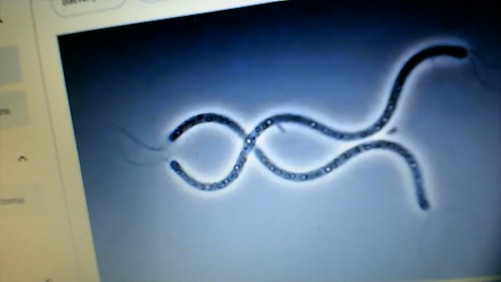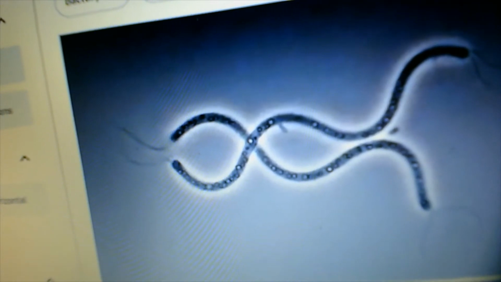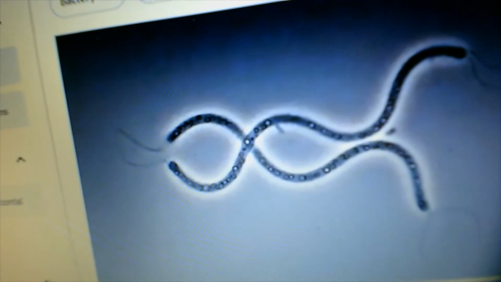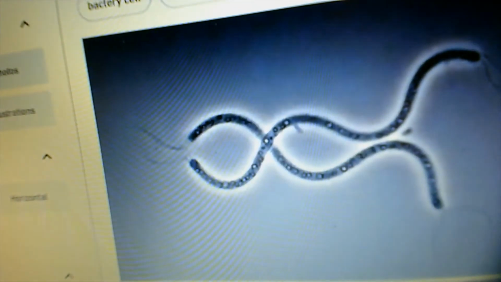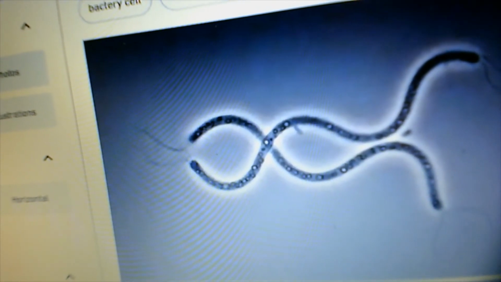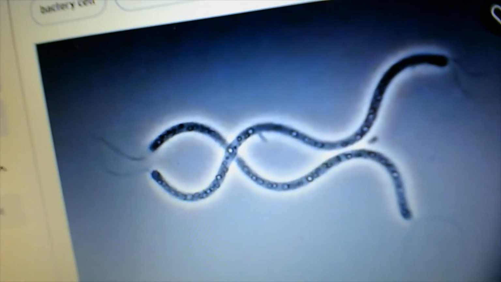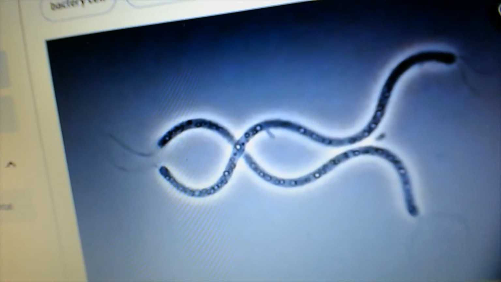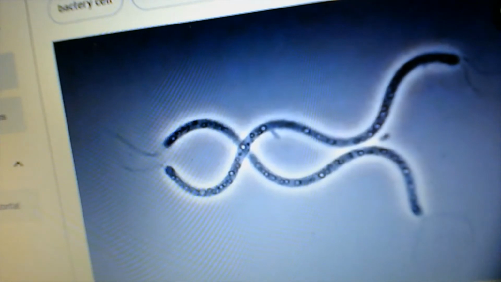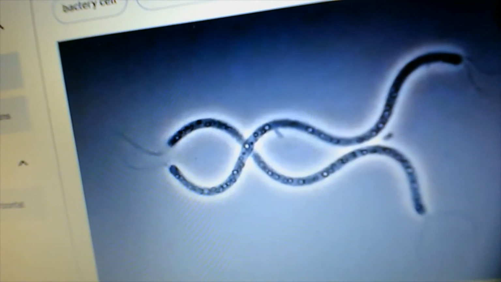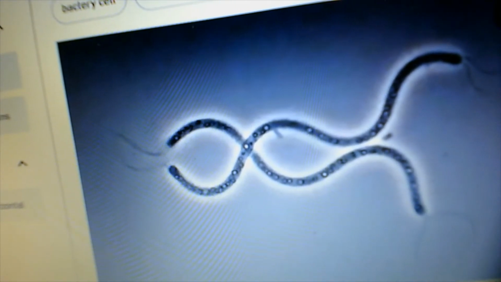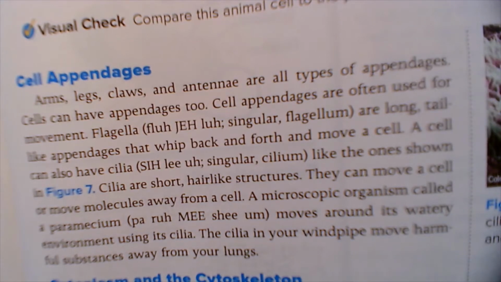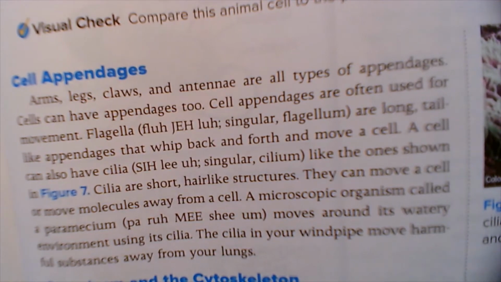All right, this is another example of an organism that has a flagella, and you can see the flagella at the end over here. But these are bacteria, so they're not quite as big as what we just saw with the euglena, and so the picture is not as good because of the type of microscope that they're using there. But okay, another cell appendage is cilia.